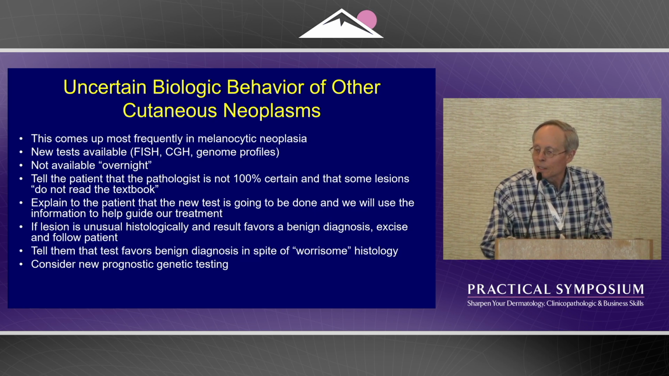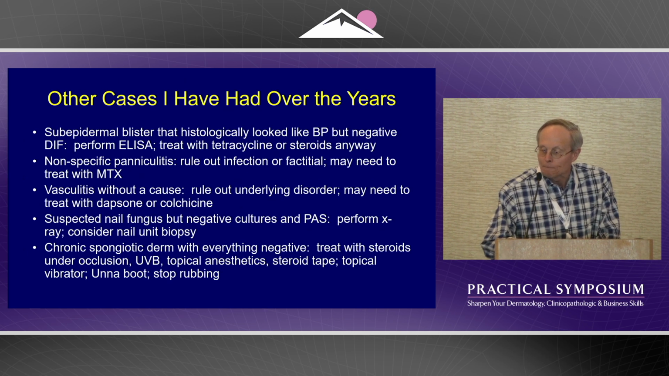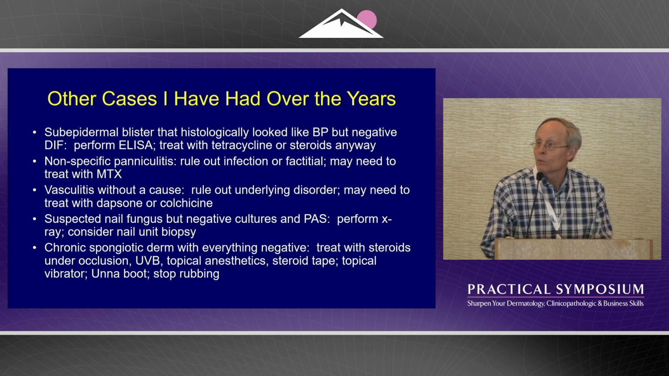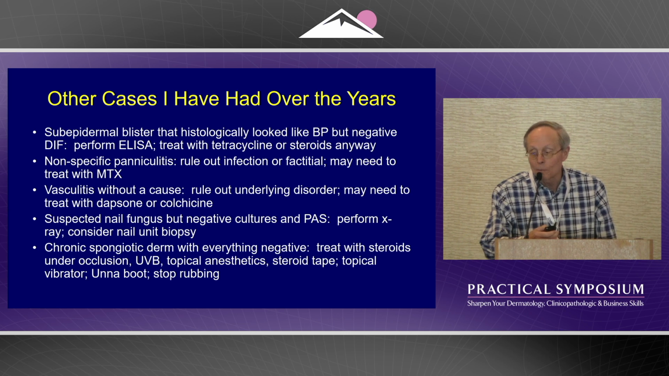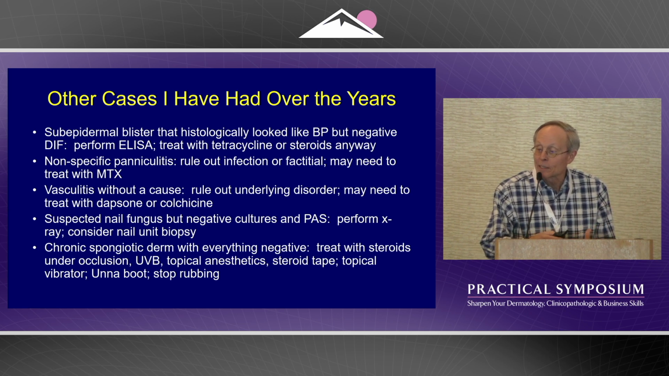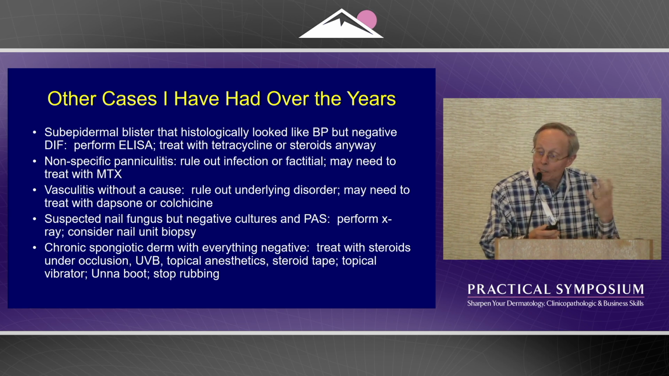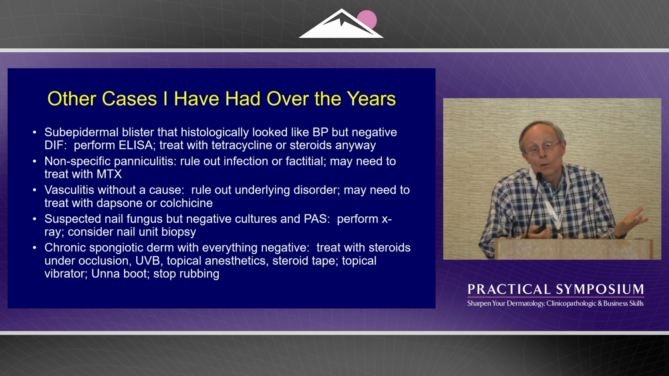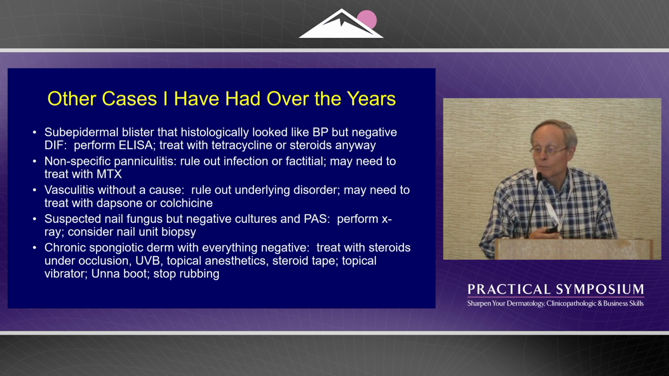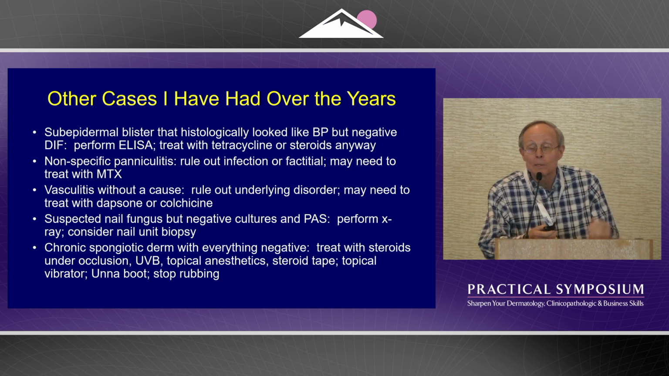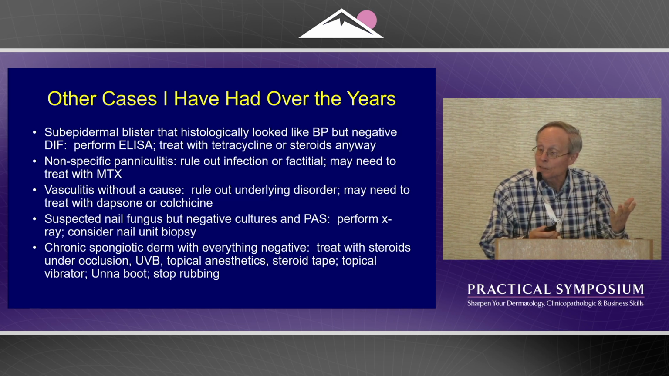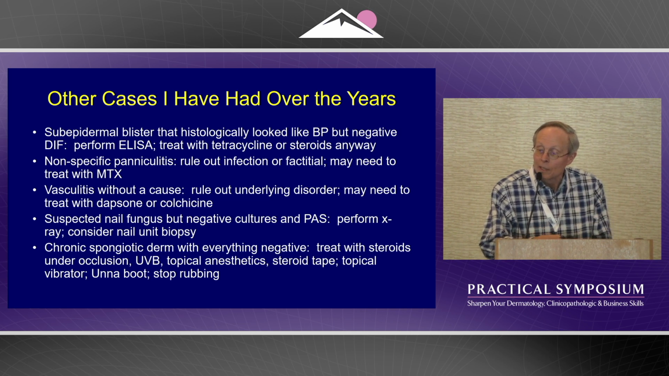Well, then maybe excise the lesion, maybe consider one of the new prognostic genetic tests for the lesion if you're not really sure. These are a few other cases I've had over the years where there's uncertainty, like a subepidermal blister that looks histologically just like bullous pemphigoid, but has a negative direct immunofluorescence. We'll perform ELISA there. Sometimes it's positive, even though the direct DIF is negative. It may really truly be pemphigoid. In other cases, it may be related to an NSAID the patient's taking, a non-inflammatory sort of PCT-like blister.